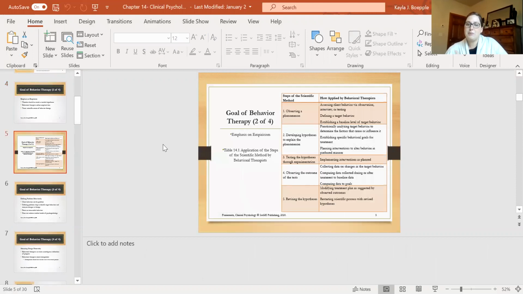So when we're talking about the 5 steps in the scientific method, first off, we're going to observe the phenomenon. So we're going to look at the client's behavior. We might observe them out in their natural setting. At that point in time, we often will define a target behavior and we'll establish a baseline for that behavior.